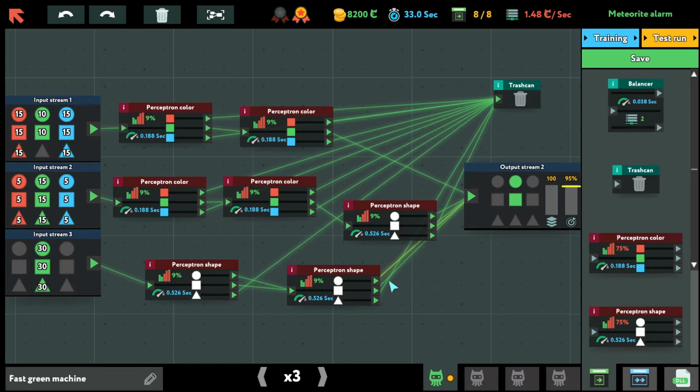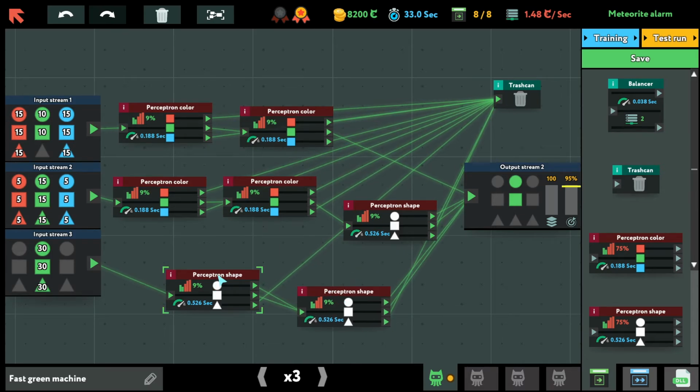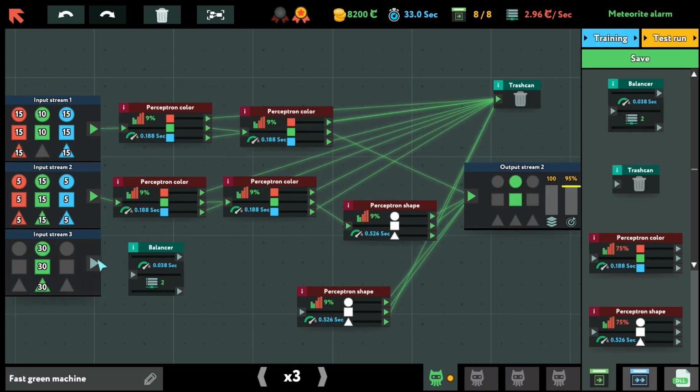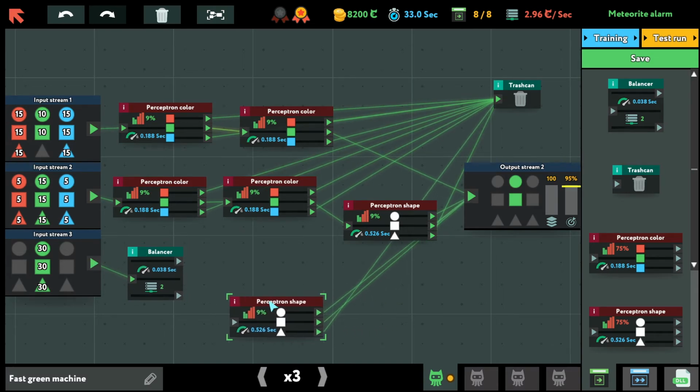Okay, so during the test run I noticed that input stream 3 wasn't finished processing, or it was processing very, very slowly. And that's a main reason why we ran out of time. The other inputs had finished processing pretty quickly, and it was only input stream 3 that was getting delayed. So I'm thinking we're gonna need to do a load balancer here to process them in parallel.